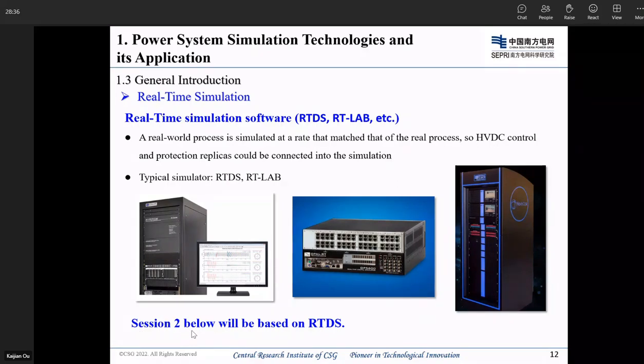In session 2 below, we will introduce the RTDS. RTDS and RTLab are real-time simulators. We also have them from Canada. It is useful to study HVDC and also power system studies. RTLab is normally used for VSC.